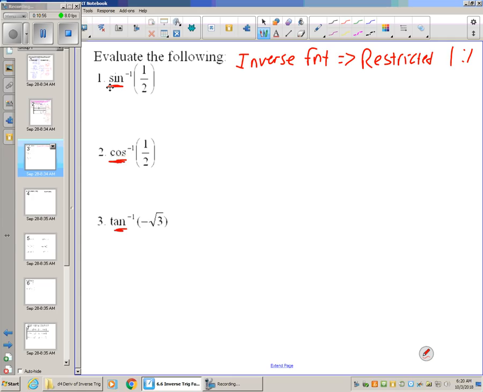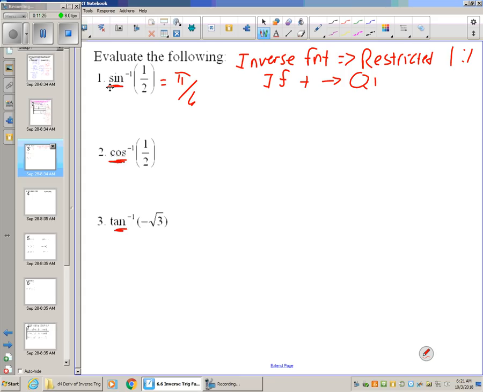Now, if a value is positive, that means we're in quadrant 1. If it's negative, it means we're in the restricted negative version for each of these trig functions. Looking at this first one, sine inverse of 1/2. Well, it's positive, so I know I'm in the first quadrant. The corresponding value that gives me a sine value of 1/2 would be pi over 6.